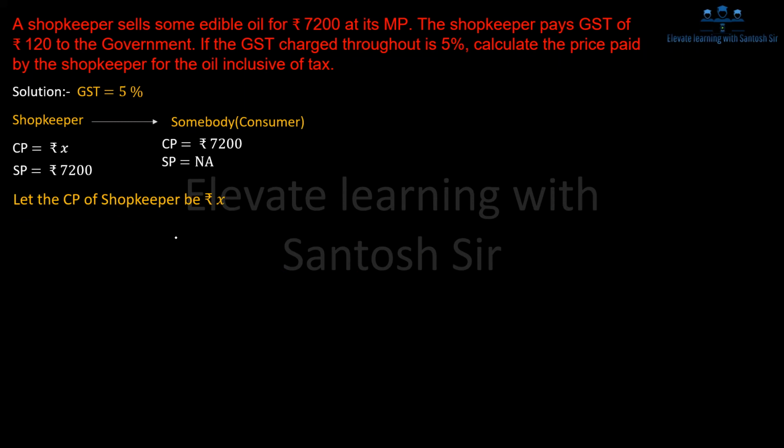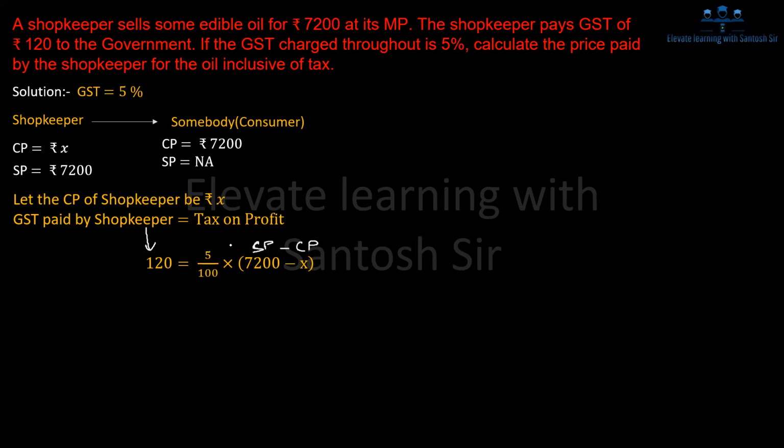So we can say that the GST paid by the shopkeeper is tax on profit, which is nothing but 120, that is the GST paid by him, is equal to 5%, as the GST is 5% on his profit. Profit is given by SP minus CP. So for the shopkeeper, the SP and CP are available over here. We can solve this equation to get the value of X. We get the value of X as 4,800.